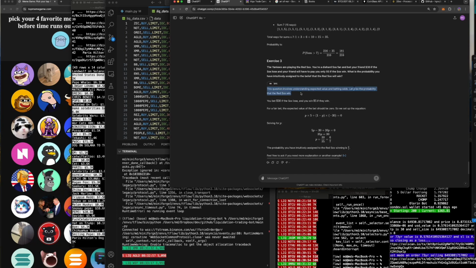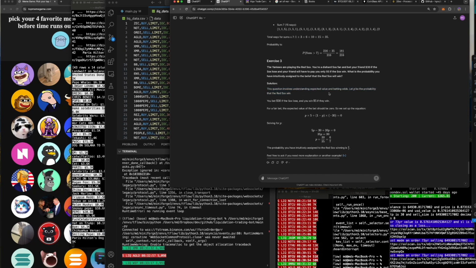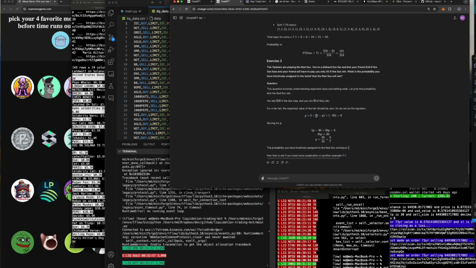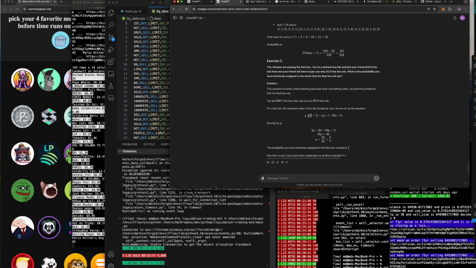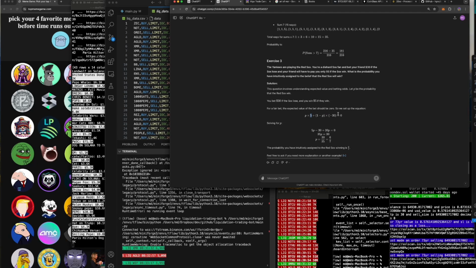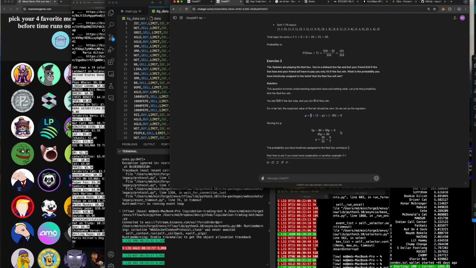This question involves understanding expected value and betting odds. Let P be the probability that the Red Sox win. You bet 30 if the Red Sox lose. You win 5 if they win. For a fair bet, the expected value of the bet should be 0. So we set the computation like this: P times 5 plus (1 minus P) times minus 30 equals 30. Solving for P. So these liquidations are coming in now, which is awesome.